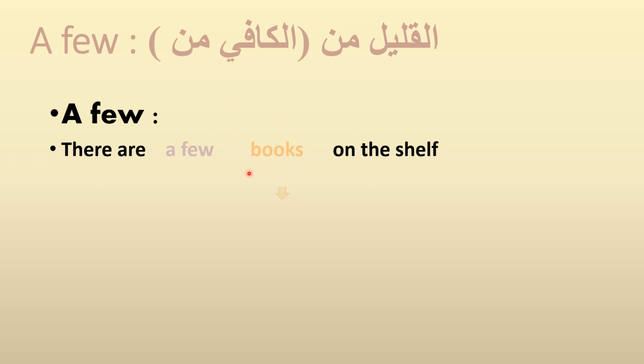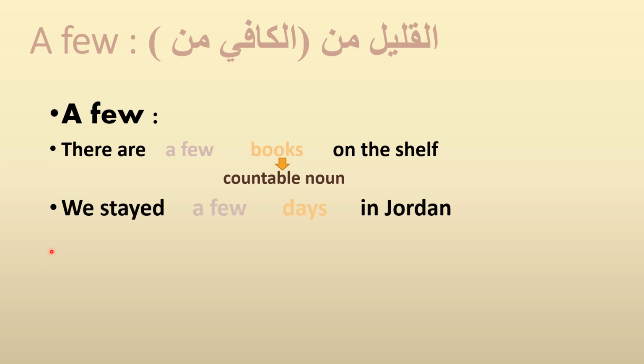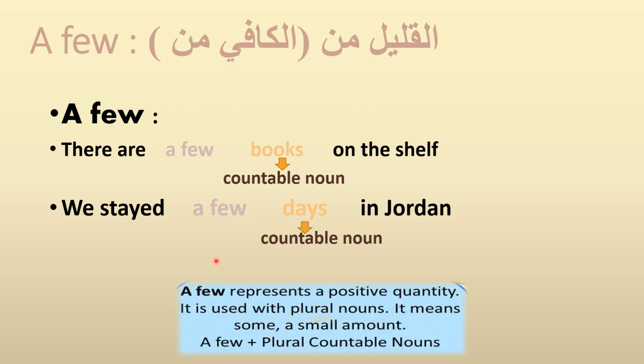So, this is a countable noun. Look at the second example. We stayed a few days in Jordan. Days is an excellent countable noun. Okay, what can you think about a few? Excellent. We use a few to represent a positive quantity and it's used with plural nouns.